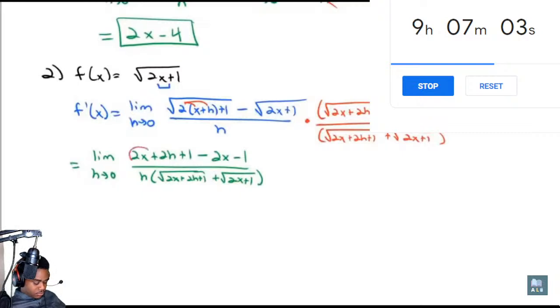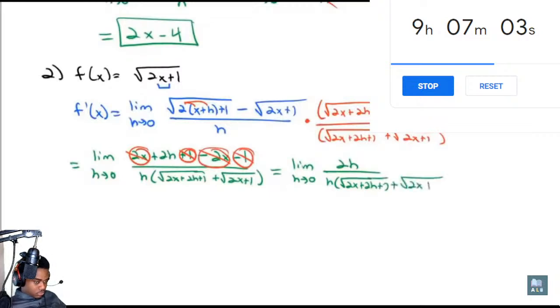And then things become nice for us. 2x minus 2x is 0. 1 minus 1 is 0. And so we just have the limit as h goes to 0 of 2h over h times the square root of 2x plus 2h plus 1 plus the square root of 2x plus 1. And ultimately, those h's divide out, and we have removed our discontinuity.